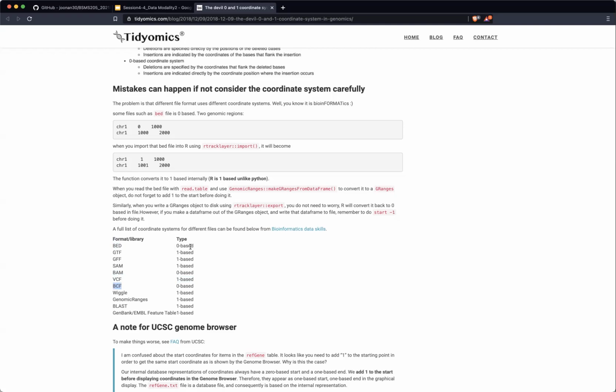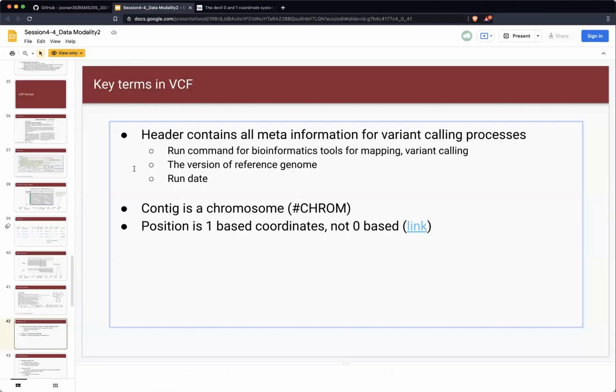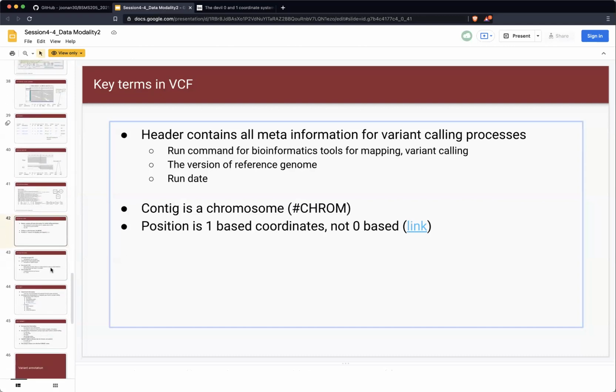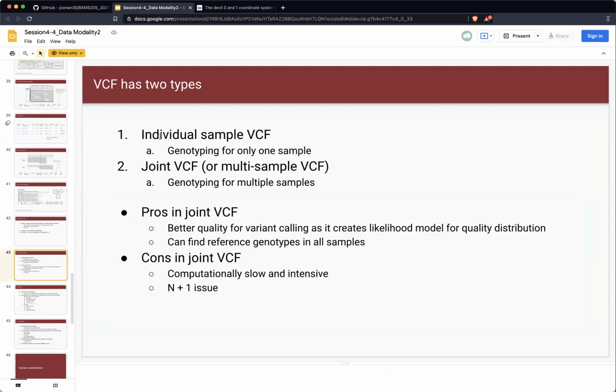So you have to understand that lots of genomic files have different coordinate systems, right? This is always confusing, so you have to look it up, but at some point you will be quite familiar with that system. Okay, so position is a one-based coordinate, and the VCF has two types. One is the individual sample VCF, where you do the genotyping for only one sample. Another format is the joint VCF, or we call it multi-sample VCF. Literally in a VCF file, there is a large number of samples, right? In a multi-sample VCF, we do the genotyping for multiple samples, right? So why do we have to do the multi-sample or joint VCF?